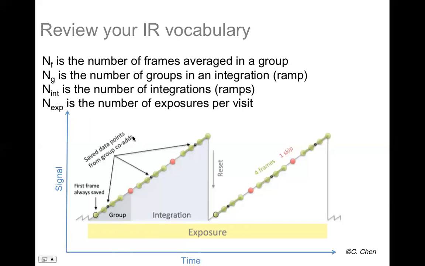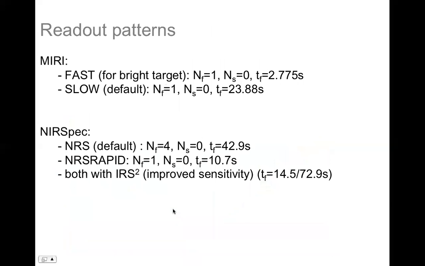All you have to set up for your observation will be the number of groups, the readout mode, and the number of integrations. For IFU observation on MIRI, there are two modes: the slow one, which is the default, but there is also the fast one. They both have the same number of frames and number of skips, but they differ in the way the pixel is read out. So the fast mode might be better for you if you have a very bright target.